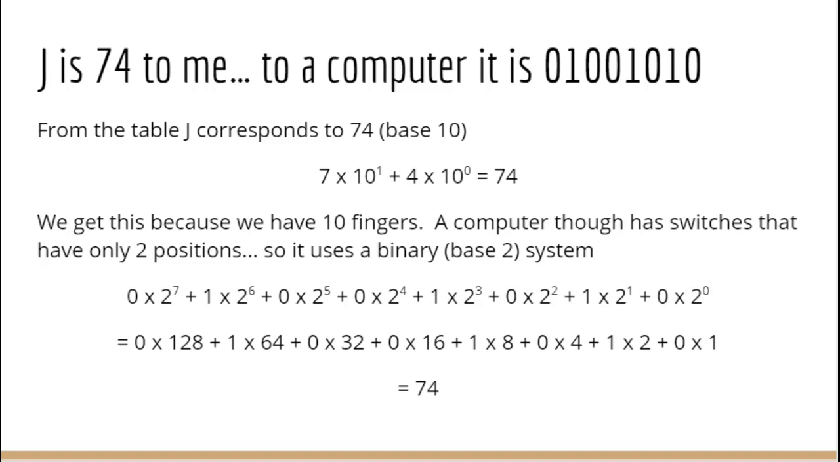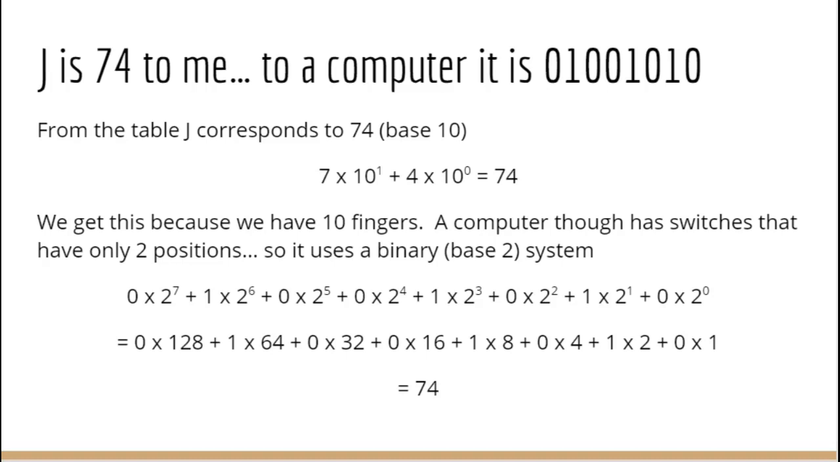So that's 0 times 2 to the 7th. Now, if I take the next switch, I'm going to turn that one on. So it's going to be 1 times 2 to the 6th. The next one is off, 0 times 2 to the 5th. The next one's off, 0 times 2 to the 4th. The next one's on, 1 times 2 to the 3rd. The next one's off, 0 times 2 squared. The next one is on, 1 times 2 to the 1st. And then the last one is off, 0 times 2 to the 0.